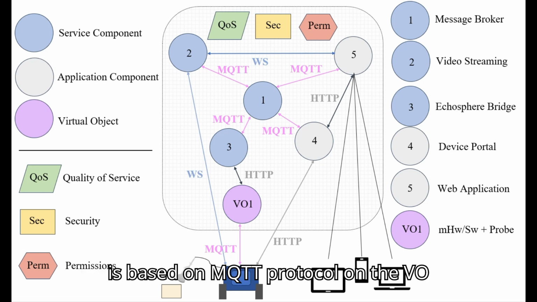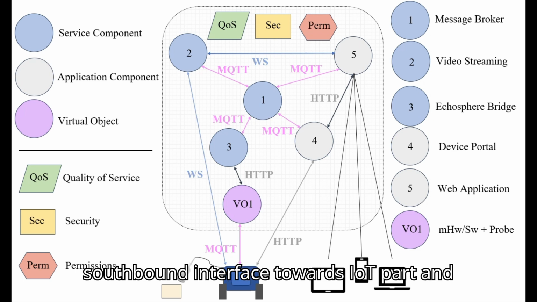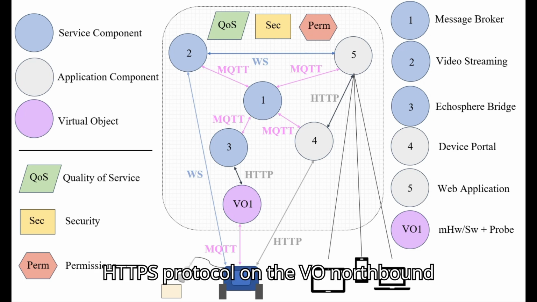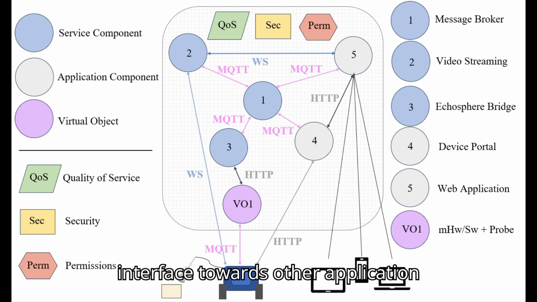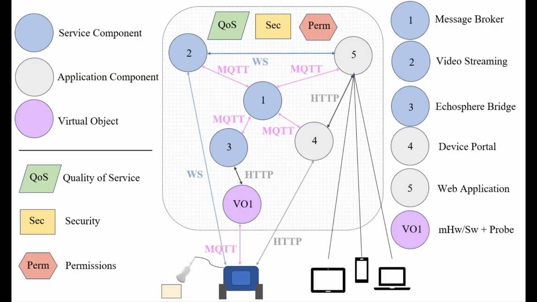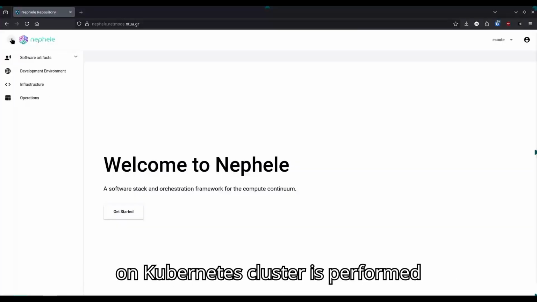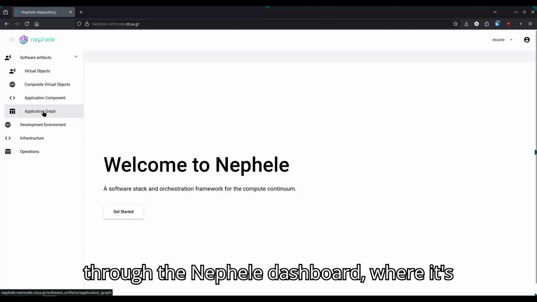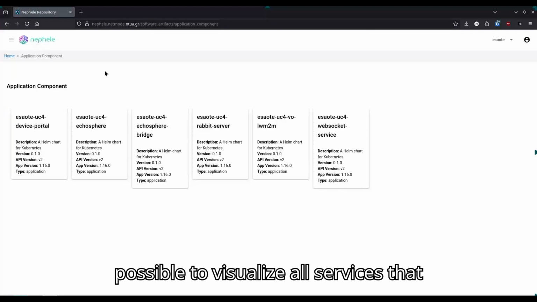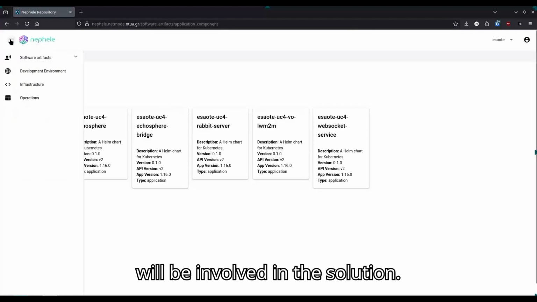The communication is based on MQTT protocol on the VO southbound interface towards IoT part and HTTPS protocol on the VO northbound interface towards other application components running on Nephele. The deployment of application components on Kubernetes cluster is performed through the Nephele dashboard, where it's possible to visualize all services that will be involved in the solution.